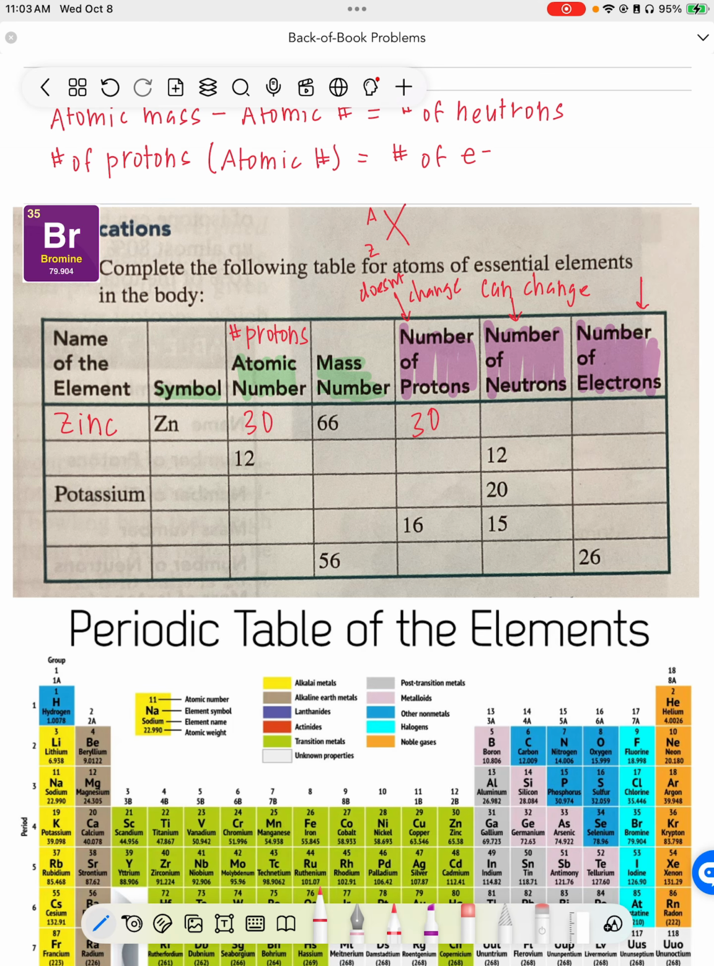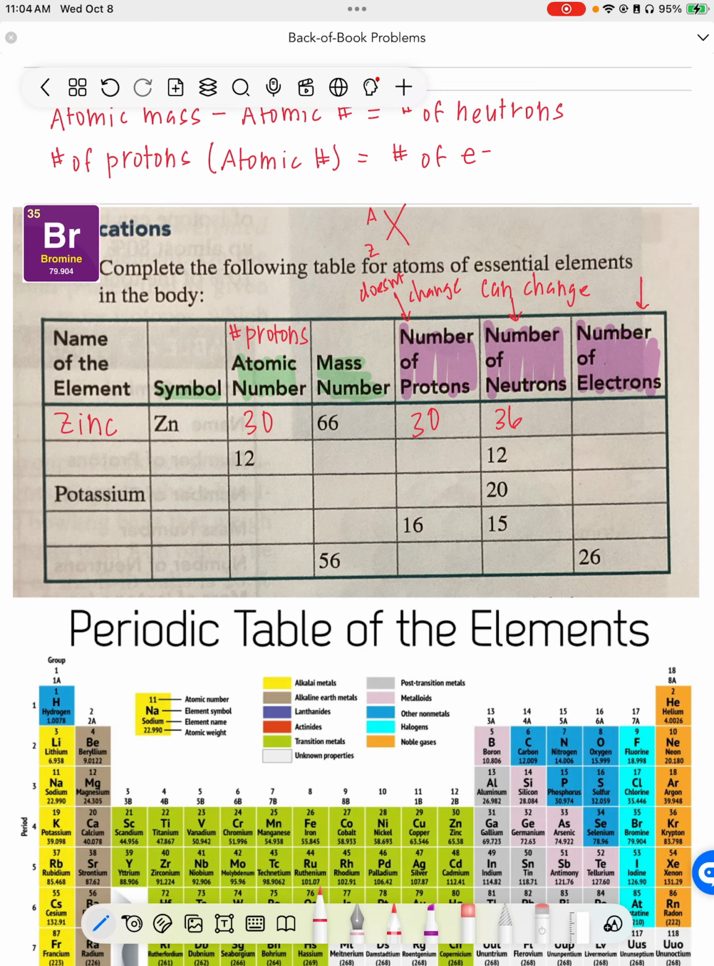So 66 minus 30 gives us 36. So we know the number of neutrons for zinc with a mass number of 66, or I guess we could say the isotope 66, is 36 neutrons.